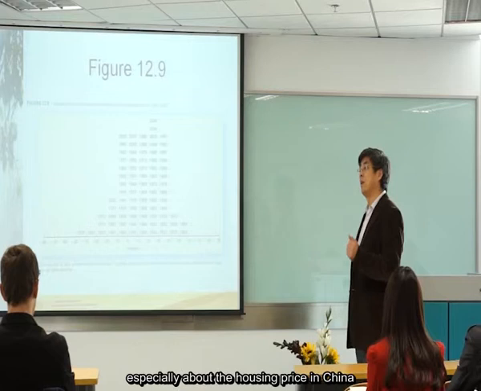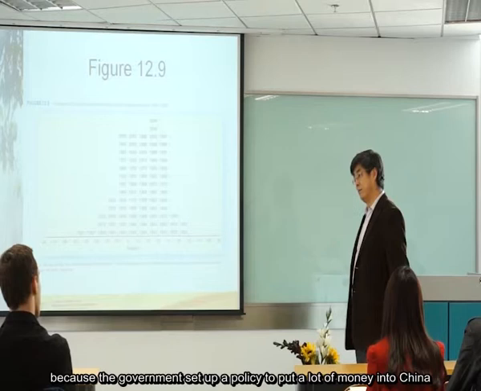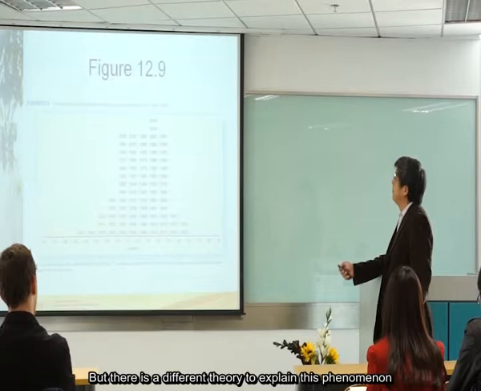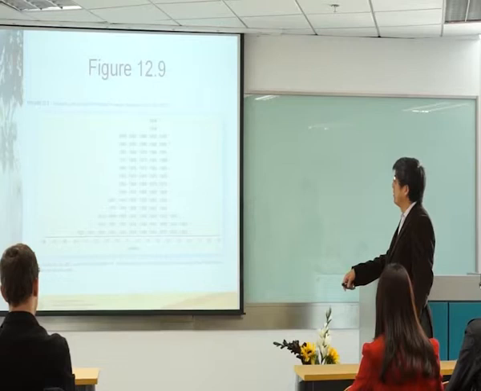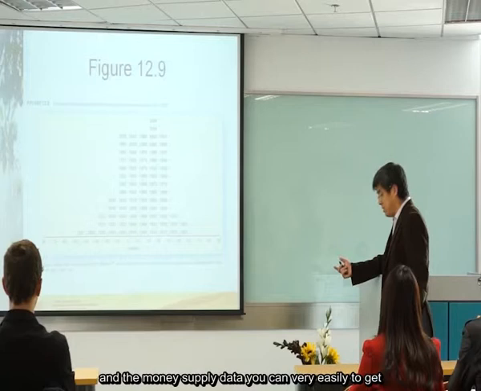Especially about the housing price in China. Why is the housing price so high? Because the government set up a policy to put a lot of money into China. But there's a different theory to explain this phenomenon. My theory is about the money supply. It's a very good research interest, actually. We can do a lot of research on that because the data in the finance market you can very easily get, and the money supply data you can easily get.